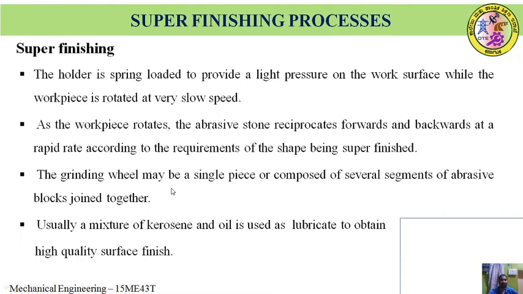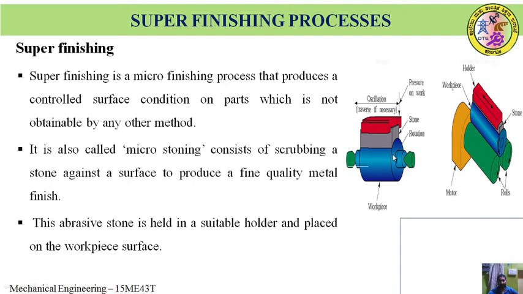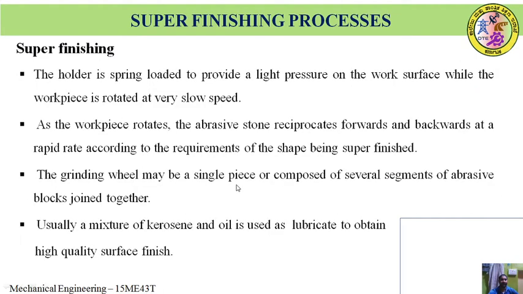The grinding wheel may be a single piece or composed of several segments of abrasive blocks joined together. Usually a mixture of kerosene and oil is used as a lubricant between the workpiece and the stone to obtain a high quality surface and a good surface finish.